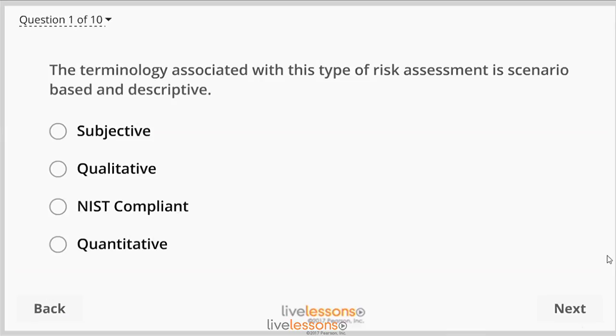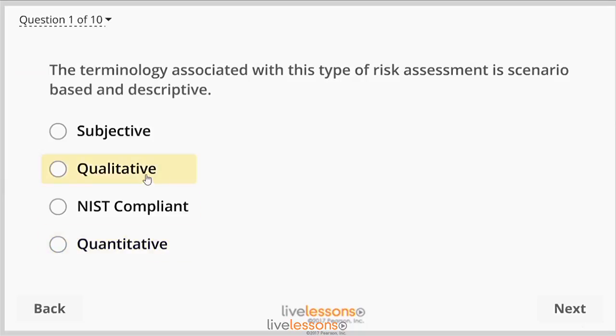So again, the terminology associated with this type of risk assessment is scenario-based and descriptive. Well, maybe you thought, oh gosh, I can't remember what that is. Well, then let's start eliminating. If you look at your 4 choices, and you're always going to want to read your answers, subjective, qualitative, NIST compliant, and quantitative. Well, right off the bat, you can probably get rid of 2, because remember we talked about the 2 primary types of risk assessments are qualitative and quantitative. So if we eliminate subjective and we eliminate NIST compliant, well, now you've got a 50-50 chance.